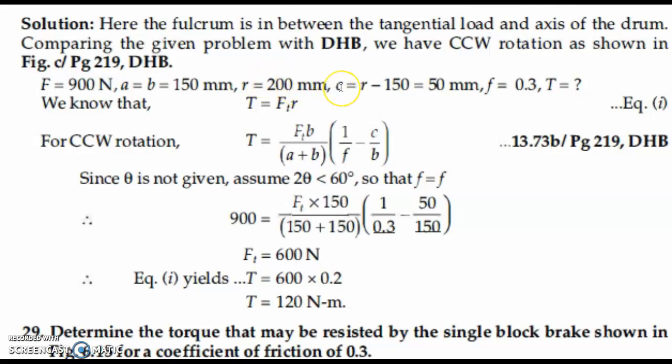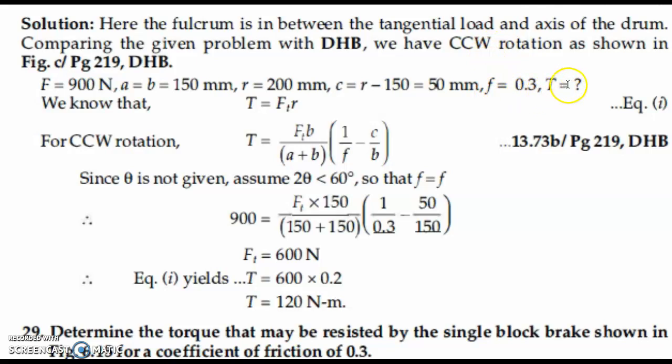Then the distance from the tangential force to the center of the fulcrum, that is C. We can find the value of C using this equation: R minus 150. 150 is given in the question, and R is the radius of the drum. That value is equal to 50 mm. Now the coefficient of friction is already given, written as mu in our data book. Mu is equal to 0.3.